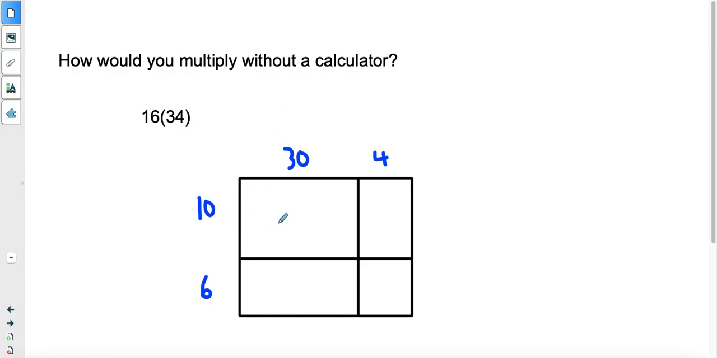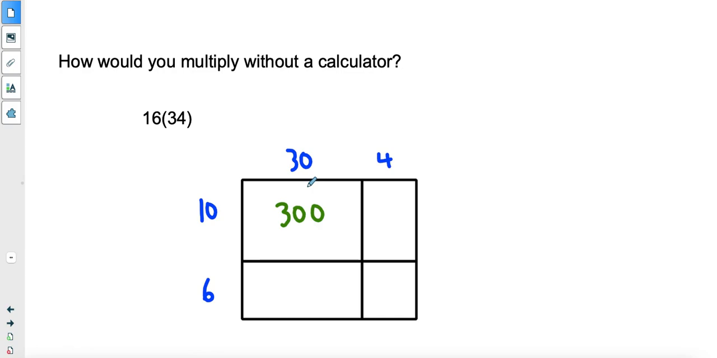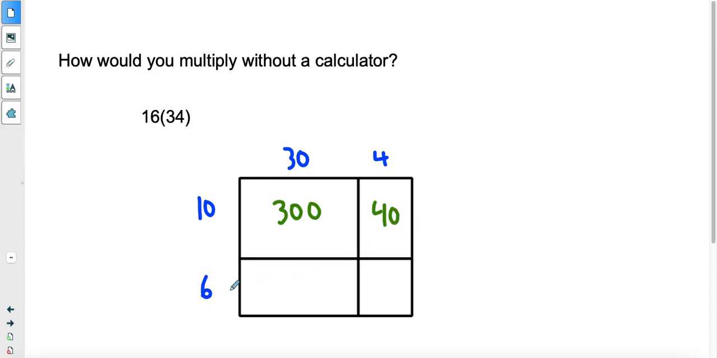Well, 10 times 30 is 300. 10 times 4 is 40. So I'm going to write that down. 6 times 30 is 180. And 6 times 4 is 24. And now, to find the answer, we just have to add these all up. 300 plus 40 plus 180 plus 24.